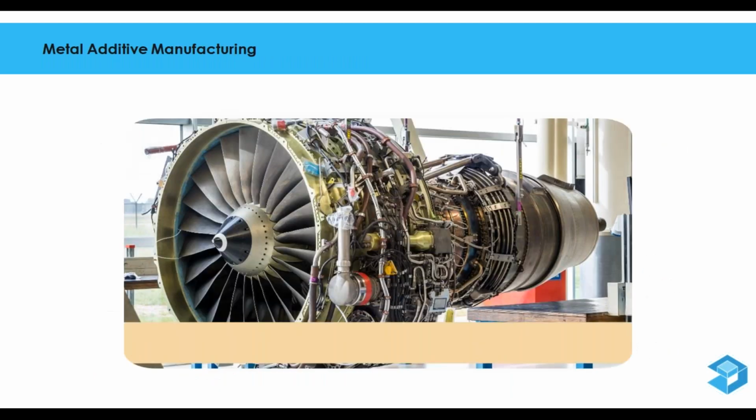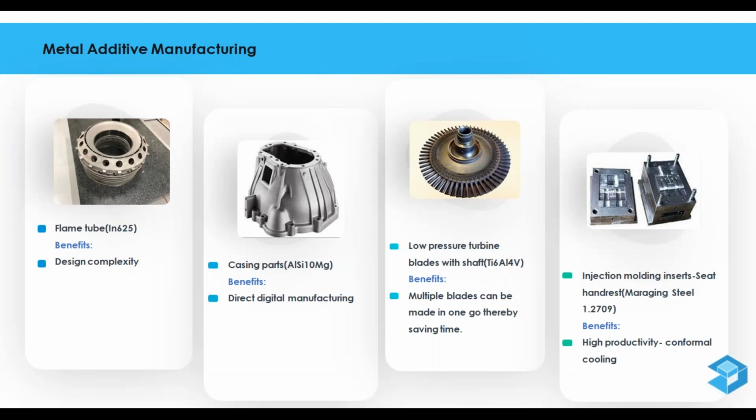So I'm just going ahead with one example. This is a jet engine. So how you can define your bill of material according to the additive manufacturing technology itself. Just out of thought, these are some of the components already developed at Objectify. We have done flame tubes in IN625. The lead time was reduced from 6 months to 6 weeks. So it is kind of a great achievement.